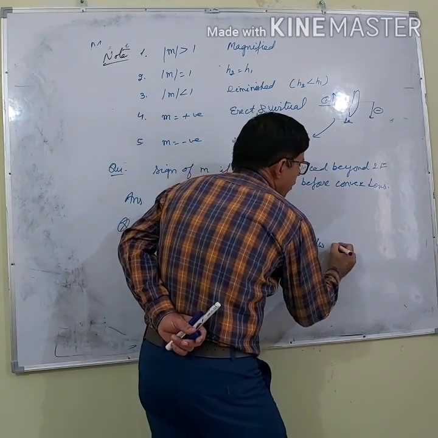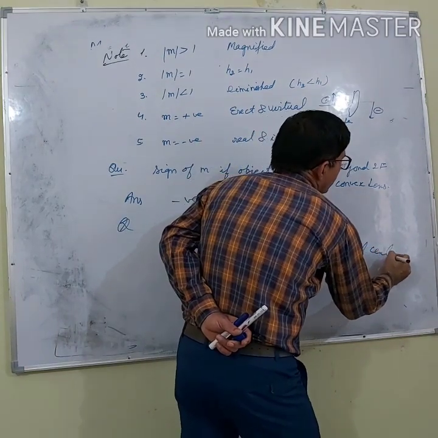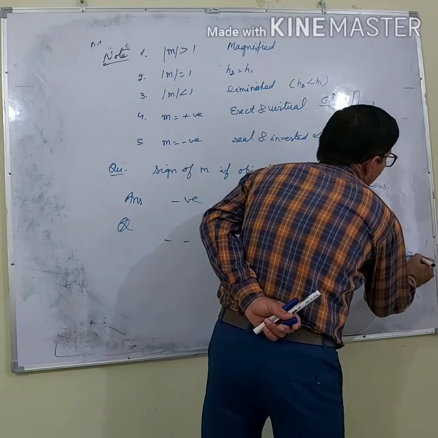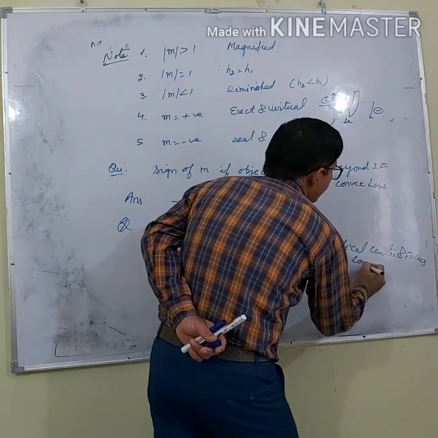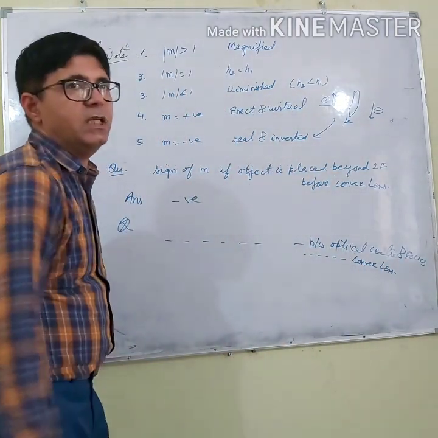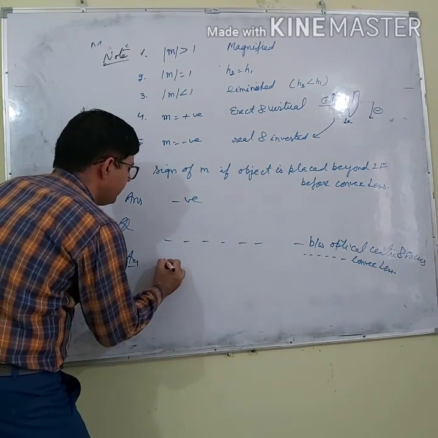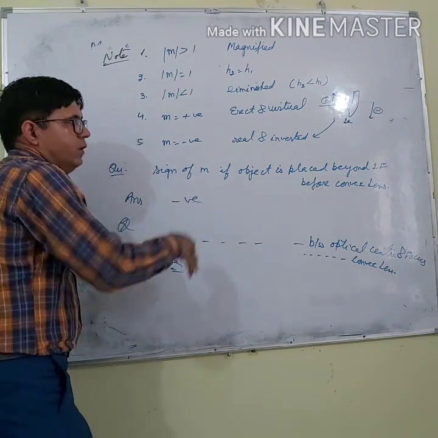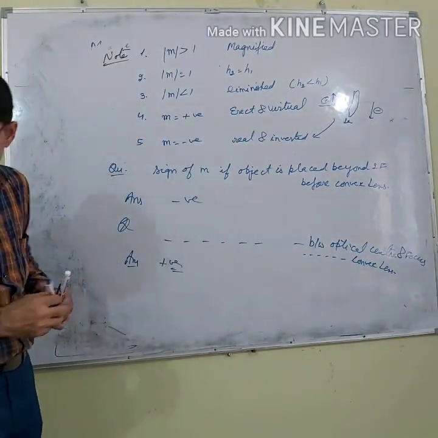And the same question, but if the object is placed between the optical center and focus in case of a convex lens. What type of image is formed? Erect and virtual. So its magnification will be positive. So these are the points that we have to keep in mind. Alright?